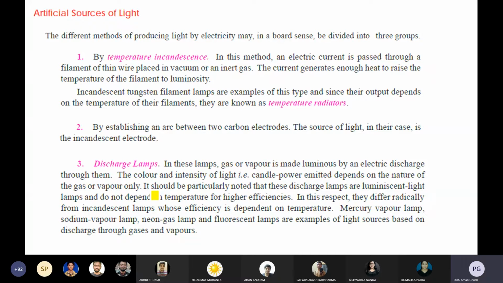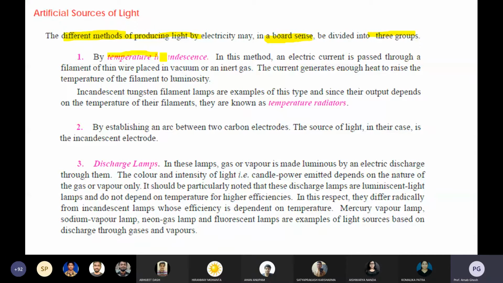So the different methods of producing light by electricity may be divided into three groups. The first is based on temperature, incandescence, which depends on how it is considered when you are designing them.